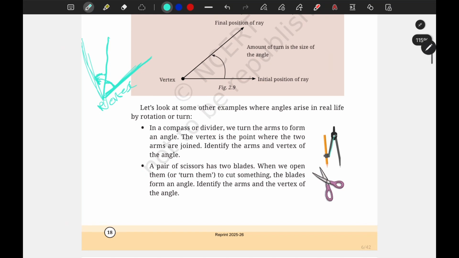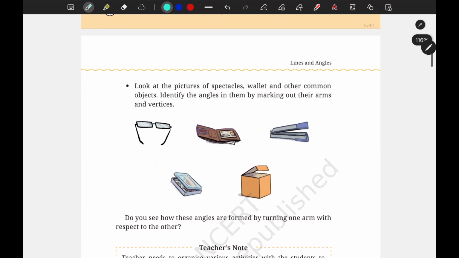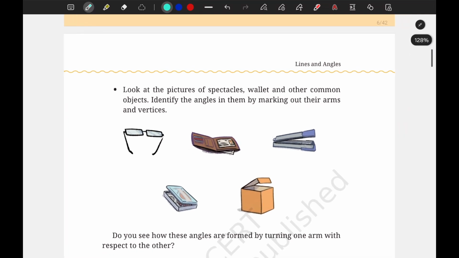Here these are the arms and this is the vertex, and here in the scissors these two are arms and this is the vertex. Look at the pictures and mention the angles. So these are the arms and this is the vertex.